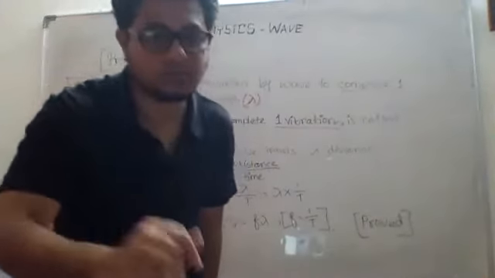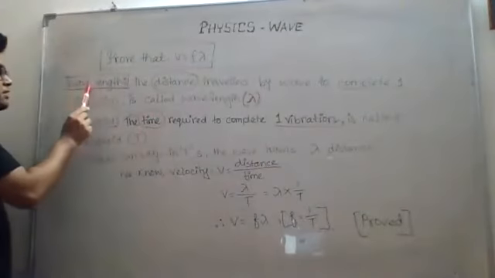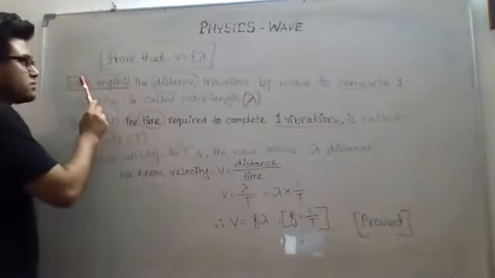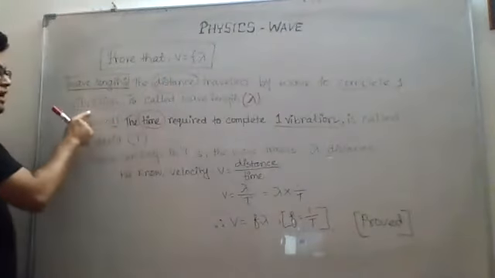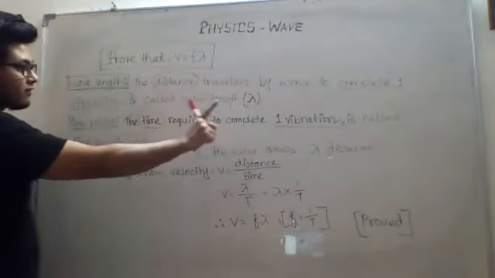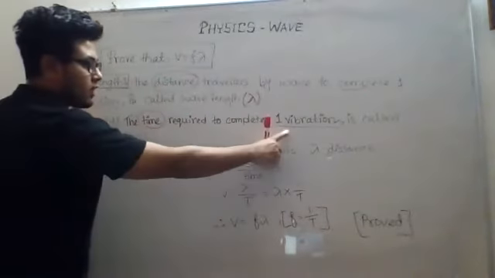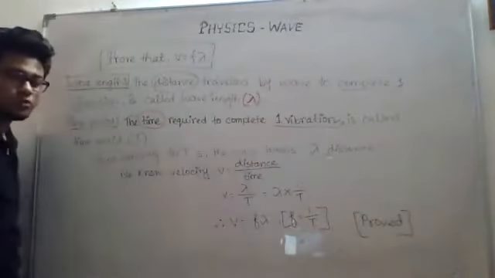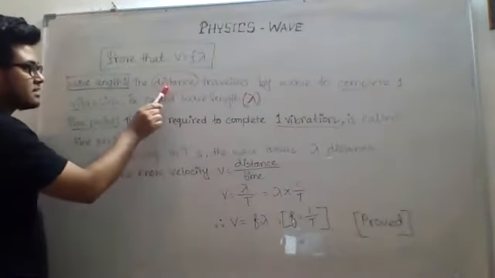So I will start explaining. From the beginning, we can see that this is the wavelength. Wavelength is the distance traveled to complete one vibration. I have underlined it. To complete one vibration, the distance traveled, and time period is the time required to complete one vibration. So in both cases, it is one vibration, right? For one vibration, this is the time and this is the distance.